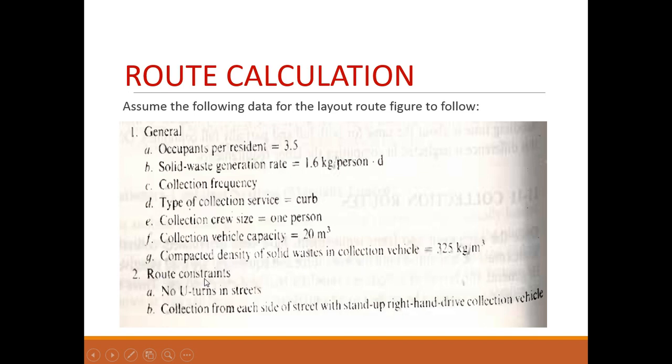We also assume that there are certain route constraints, that is, you're not allowed to make any U-turns on the street, and also the collection along the street side would be on the right hand side. That is because the example we are using is a North American example, right? For us here in Trinidad, you would assume a left hand side collection.